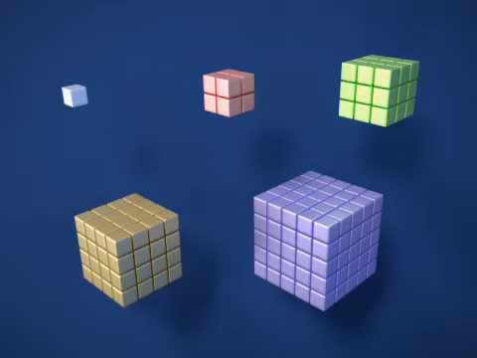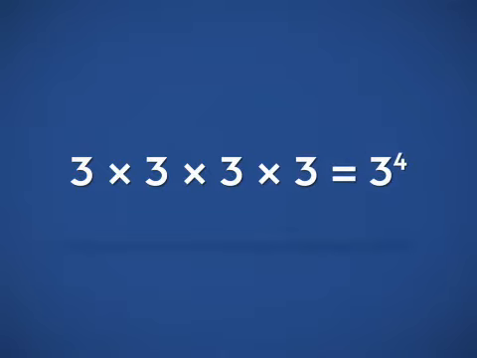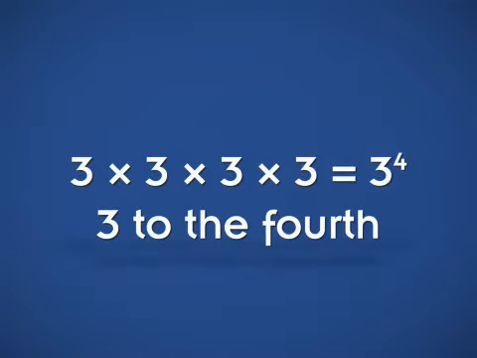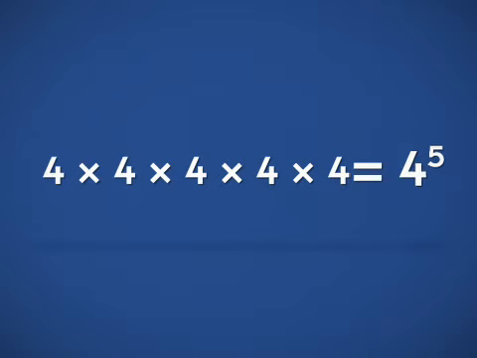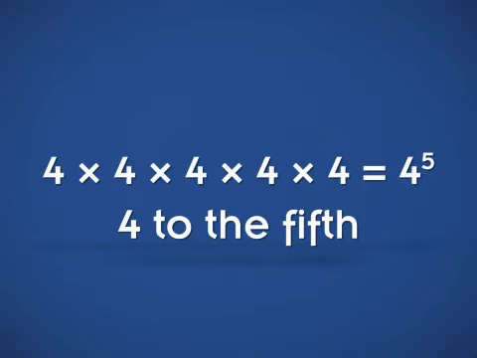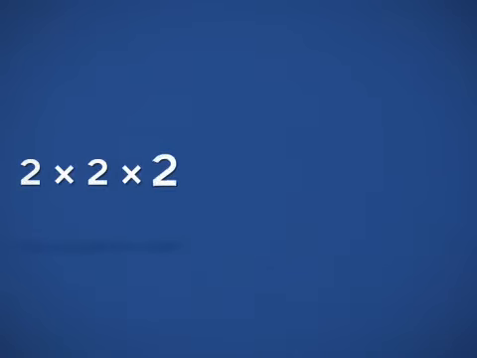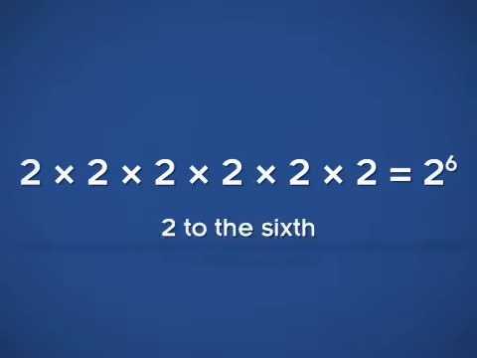It can be difficult to represent powers with exponents greater than 3 using tiles or cubes. So, when the exponent of a power is greater than 3, we often describe the power by its exponent. For example, 3 times 3 times 3 times 3 is 3 to the power of 4, or 3 to the 4th. 4 times 4 times 4 times 4 times 4 is 4 to the power of 5, or 4 to the 5th. 2 times 2 times 2 times 2 times 2 times 2 is 2 to the power of 6, or 2 to the 6th.